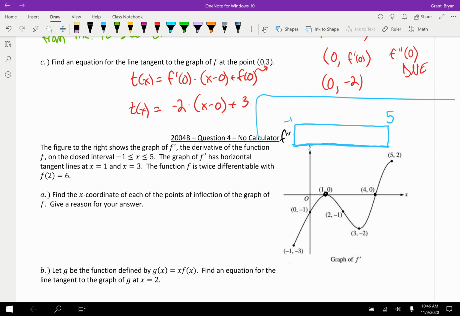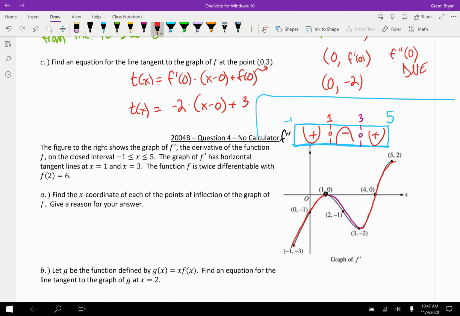F double prime is created by looking at the increasing and decreasing of f prime. We increase until 1, and it's a smooth curve there, so that's where f double prime is 0. Then we decrease until 3, again a smooth curve. Then we increase until 5. So we increased and decreased, and therefore, concavity: we are up, down, up.